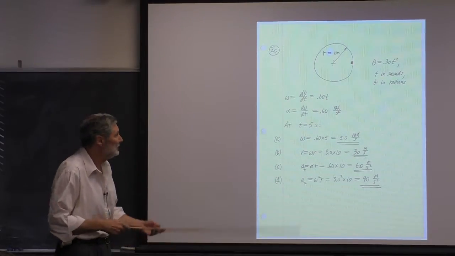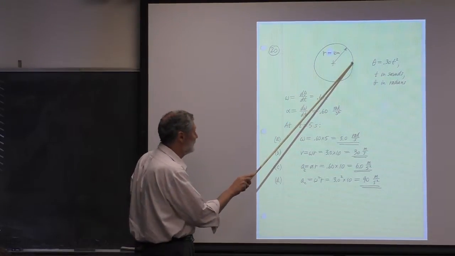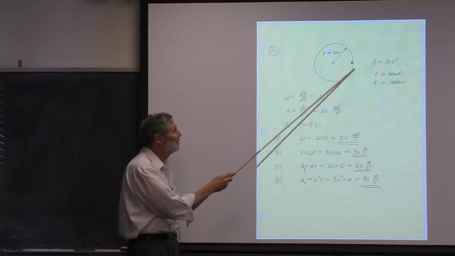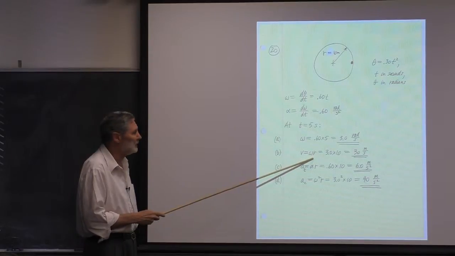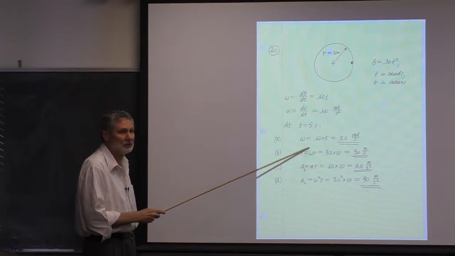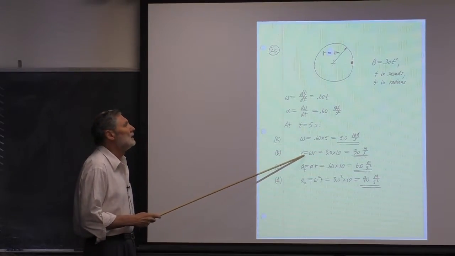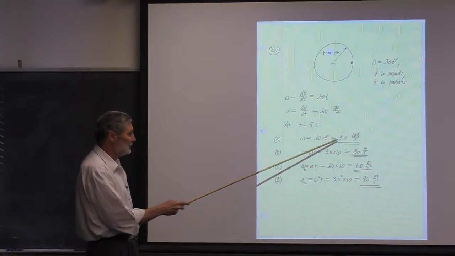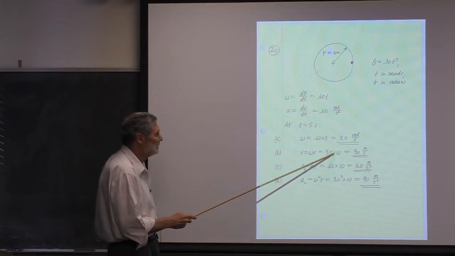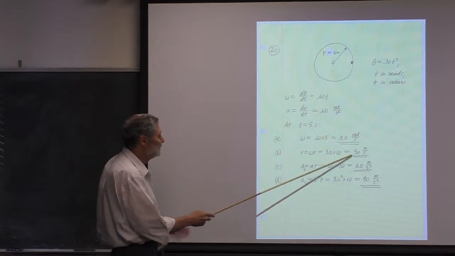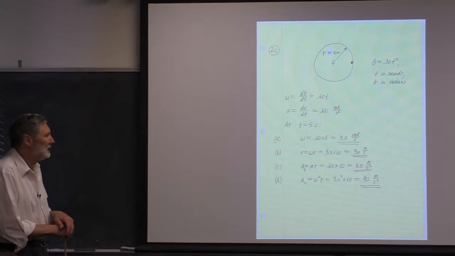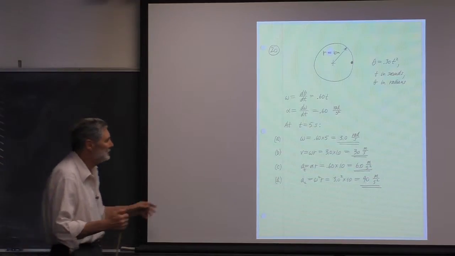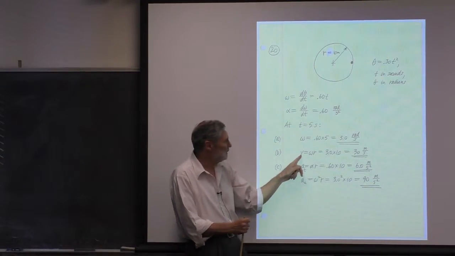The velocity of the person here on the rim is increasing in time, because v is equal to omega r. This is a standard relationship that we use a lot. It's just this omega times r, which is 10 in SI units, 10 meters. So we get 30 meters per second. That's the instantaneous velocity.